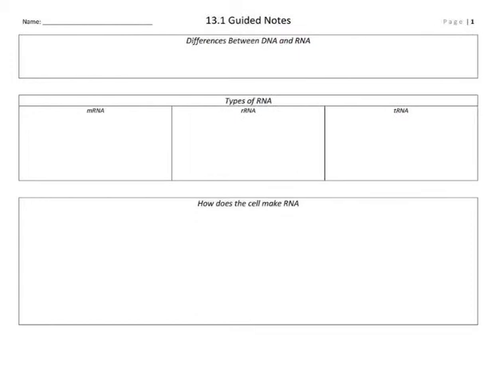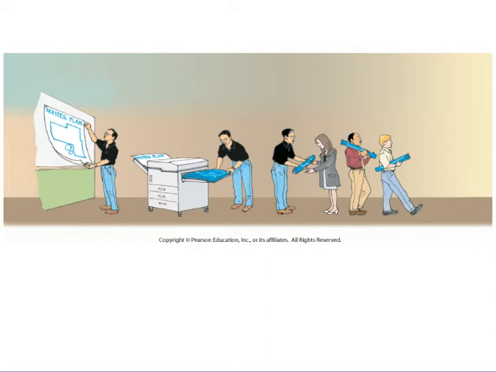Okay, we're going to be talking about 13.1 DNA and RNA. We know about DNA, now we have this new guy called RNA. Here's a picture that's in your book. I want you to think about, in this analogy, if your master plan here is your DNA, that is all the instructions.